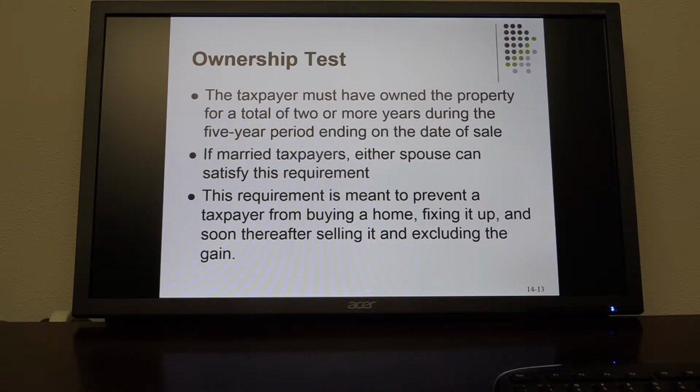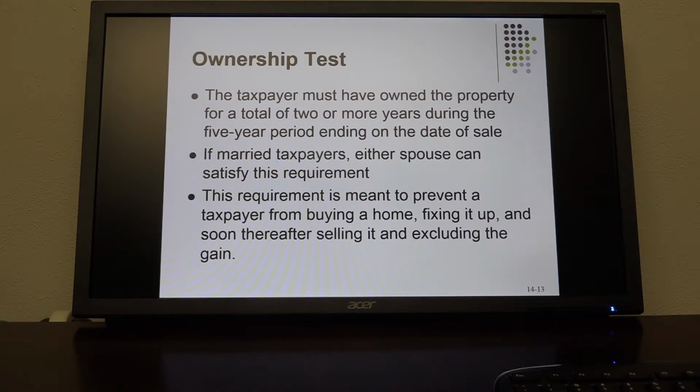If you have a married taxpayer, either spouse can satisfy this 2-year requirement. And so this requirement is meant to prevent a taxpayer from buying a home, fixing it up, and soon thereafter selling it, allowing them to exclude the gain.